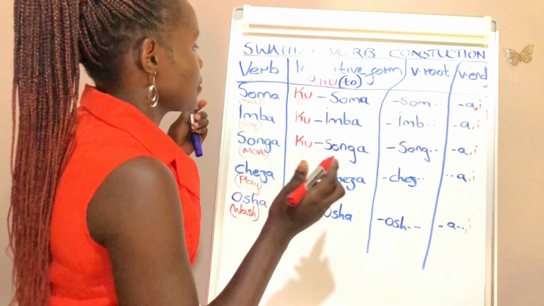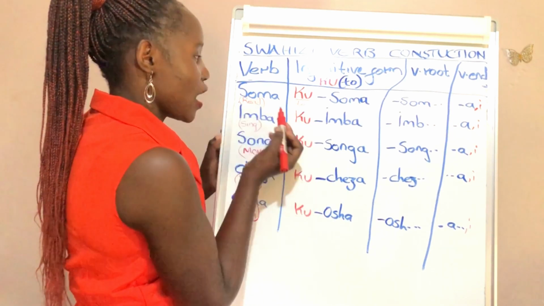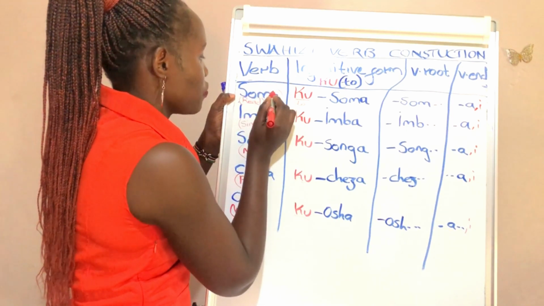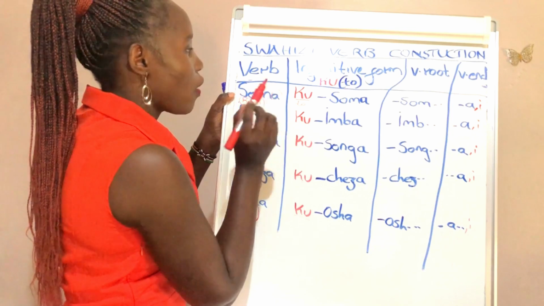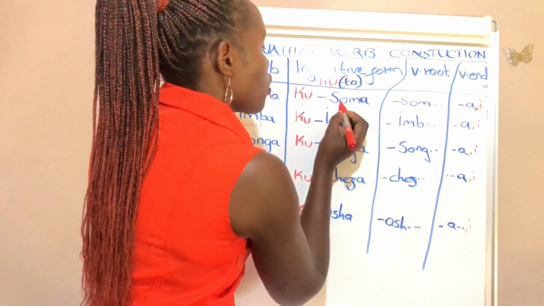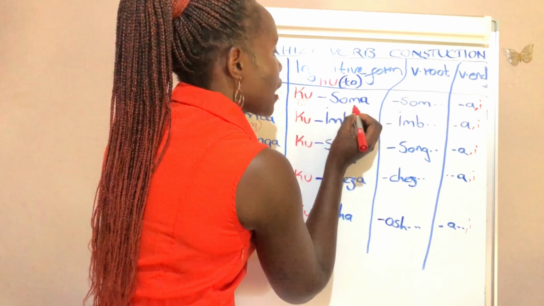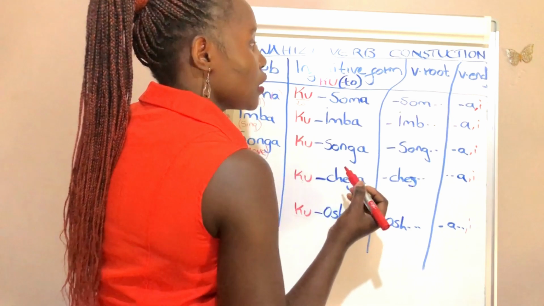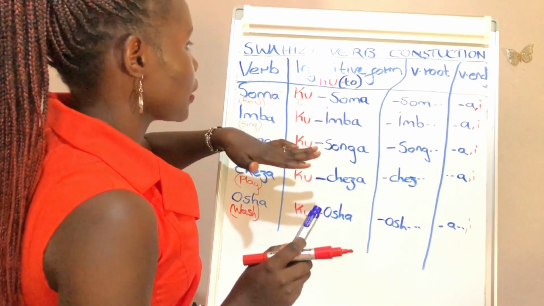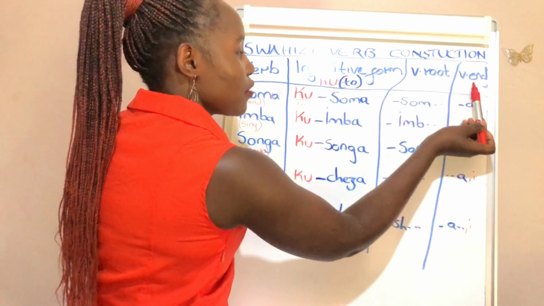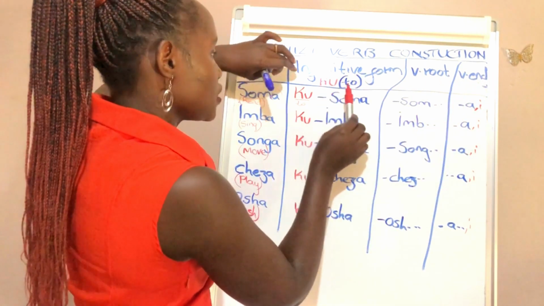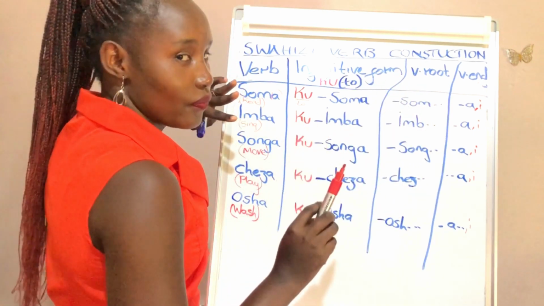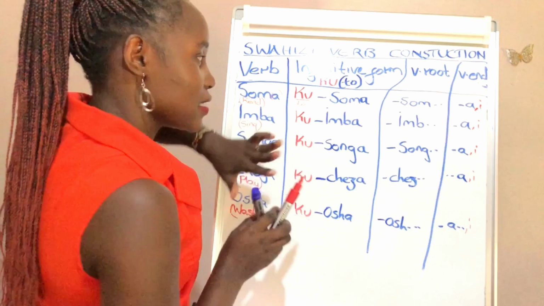So to get the verb root, you just get the verb itself and then we remove the last vowel. So our root of the verb soma becomes som. So when you are constructing, the root cannot change. The verb end can change, the infinitive form can change, but the root remains the same. The root doesn't change at all.